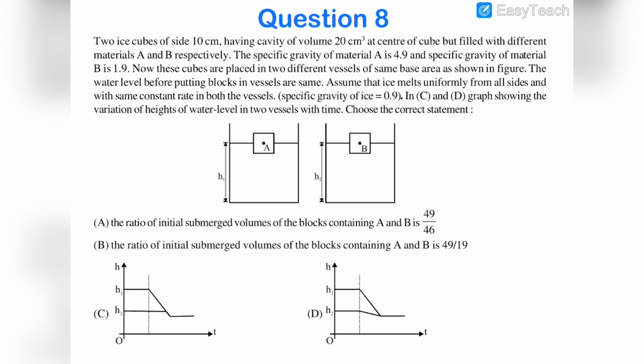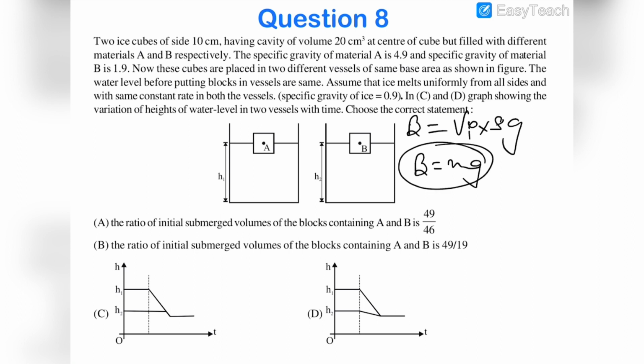Now these ice cubes start to melt uniformly, at a constant rate, and at the same rate in both the vessels. We have to choose the correct option. First of all, we have to find the ratio of immersed volumes of these blocks in A and B. So we know that buoyancy is equal to V immersed into rho of liquid into g, and buoyancy is balancing mg in the floating condition.